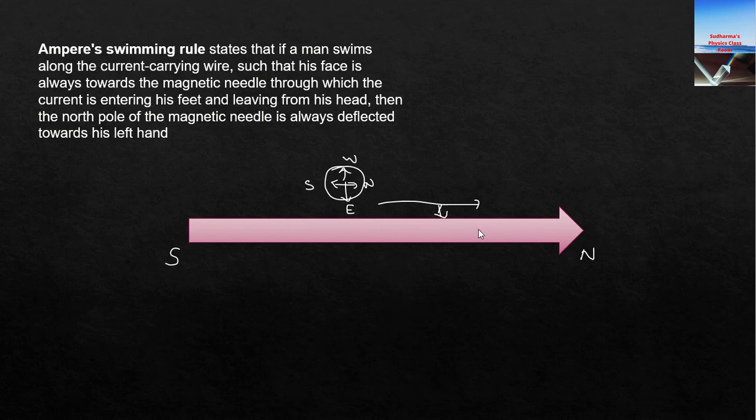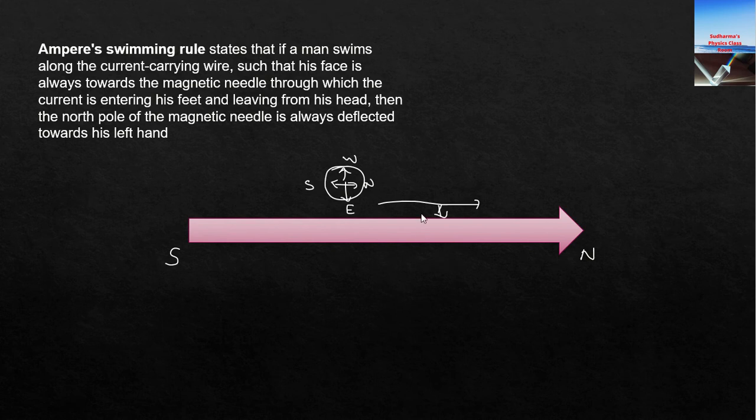Suppose the conductor is above the magnetic needle. Then we have to imagine the person swimming looking downward. In that case, the direction in which his left hand moves will give you the direction of compass needle deflection. Understand the difference between Ampere's swimming rule and the right hand thumb rule. The right hand thumb rule gives you the direction of magnetic field. Ampere's swimming rule is a very easy trick to find the deflection of the north pole of the compass needle, especially when the magnetic field is into the plane or out of the plane and we are not able to predict it.